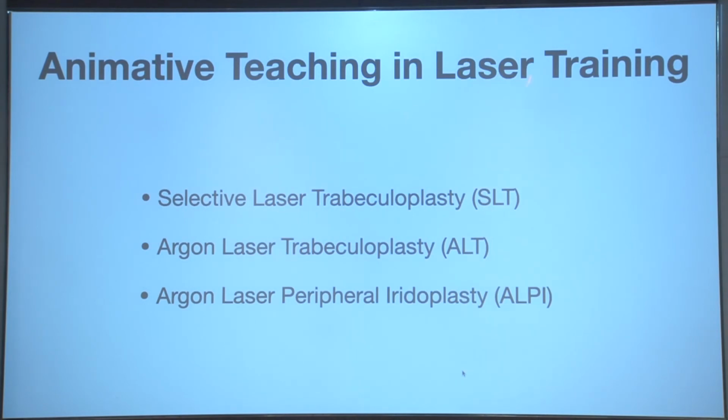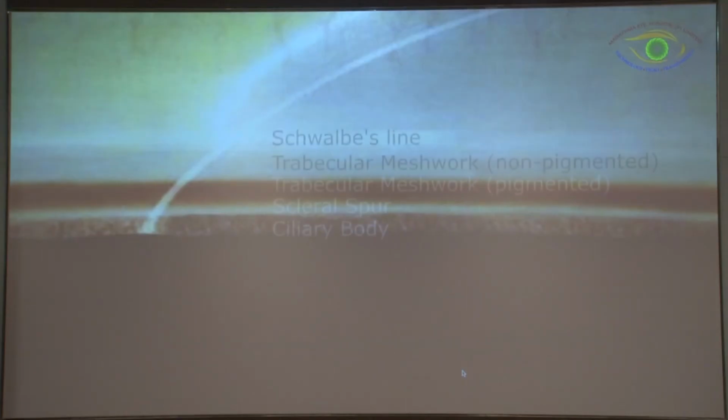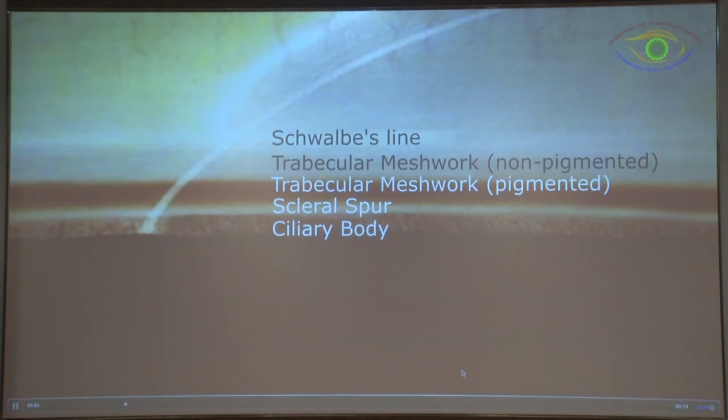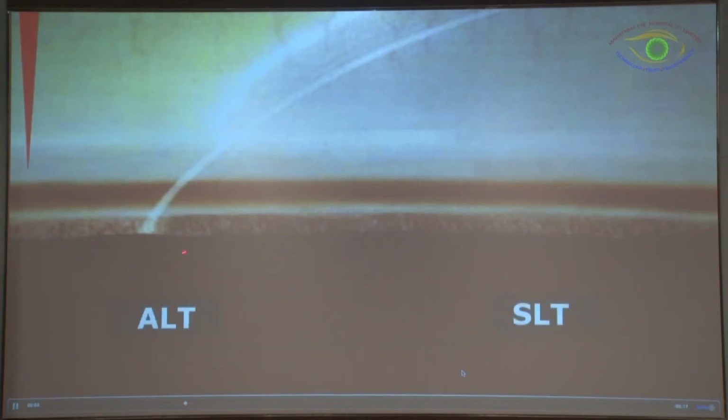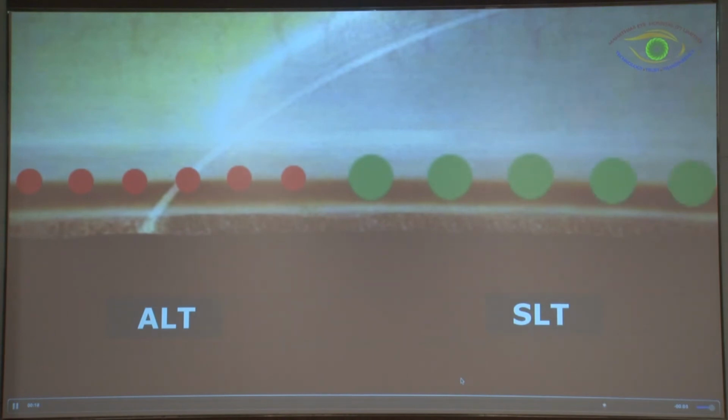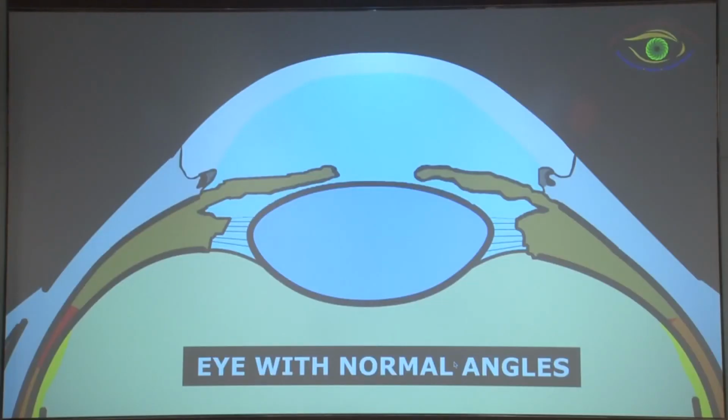To have laser animations here, you can see that SLT and ALT procedures can be shown in simple animations, where the spot size need not be mucked up for people doing their post graduation. They can be shown where the spot is placed between the pigmented trabecular meshwork and the non-pigmented trabecular meshwork. In SLT, obviously, the spot size is much bigger than the ALT spot size. So all these simple animations, and the argon laser peripheral iridoplasty.